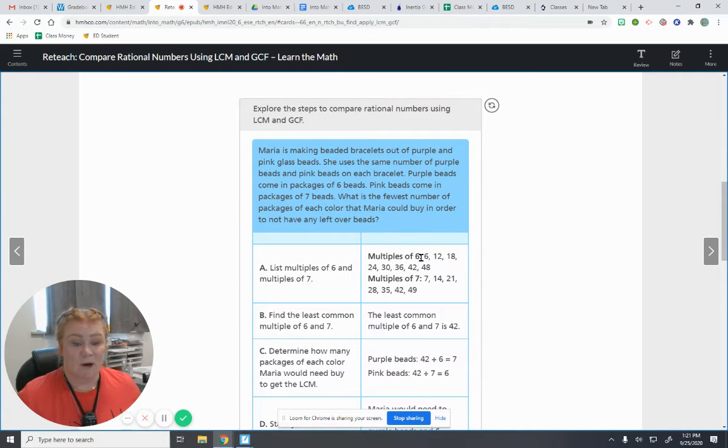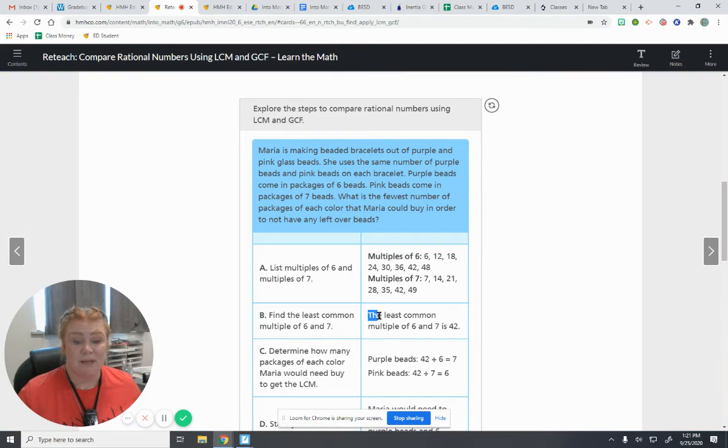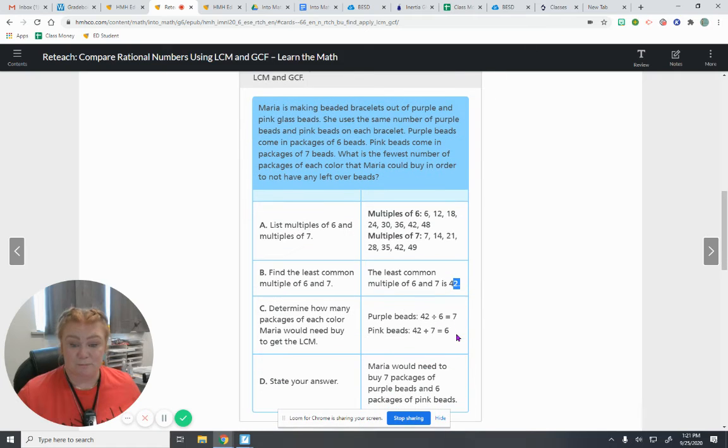So first we would list out all the multiples of 6. So 6, 12, 18, 24, 30, 36, 42, 48. And then we would list 7: 7, 14, 21, 28, 35, 42, 49. And we look for the smallest number they have in common. They do not both have 6, they don't both have 12, they don't both have 18, they do not have 24, they don't both have 30 or 36. Oh, they both have 42. So the LCM is 42.